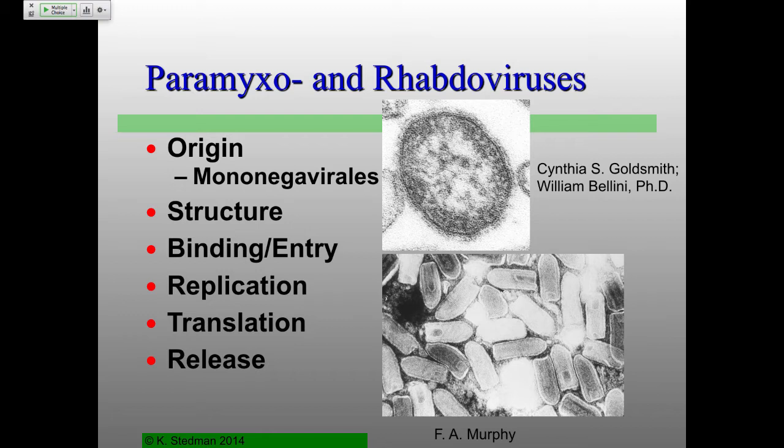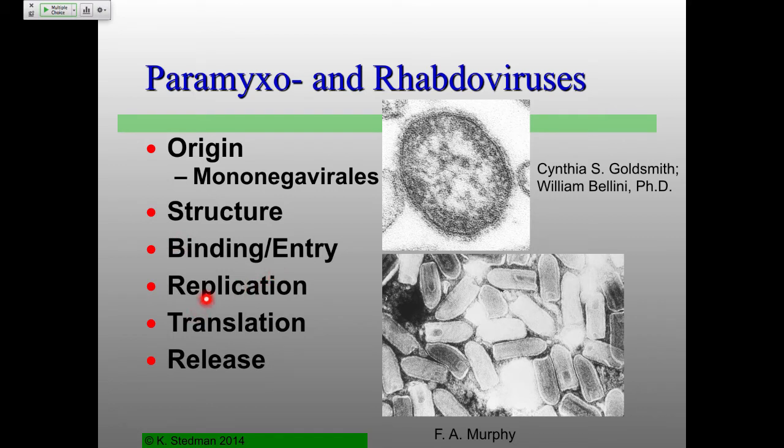Structure is actually relatively boring. That's probably why people like to talk about paramyxo and rhabdoviruses at the same time. Paramyxoviruses are kind of blobs. Rhabdoviruses have this interesting bullet shape. Binding and entry, this is going to begin to sound like a broken record: fusion proteins, conformational changes, etc.